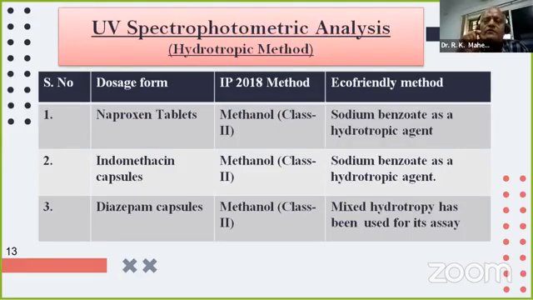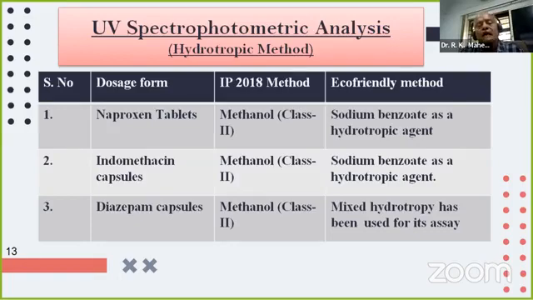One more thing I want to tell you: sodium benzoate does not interfere above 282 nm. So you are estimating the drug at 318 nm in the tinidazole case, so there is no UV interference in this estimation. In the same way, naproxen tablets are estimated at 331 nm, where there is no interference of sodium benzoate solution. So sodium benzoate solution has replaced methanol.